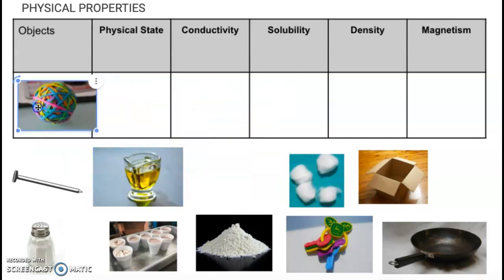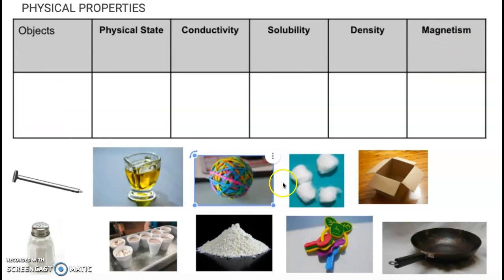The rubber ball, it is solid, it is an insulator, it does not conduct electricity, and it does not dissolve in the water. Density, I think this one, I mean, it could go either way. I think it just sinks, but we have to see the experiment to be able to determine. And magnetism, it is non-magnetic. It does not stick to a magnet. So we can put it right here.